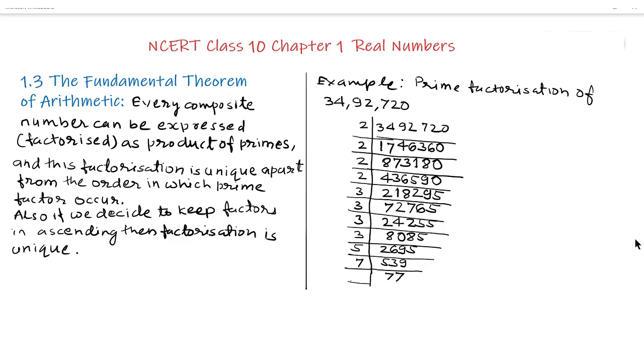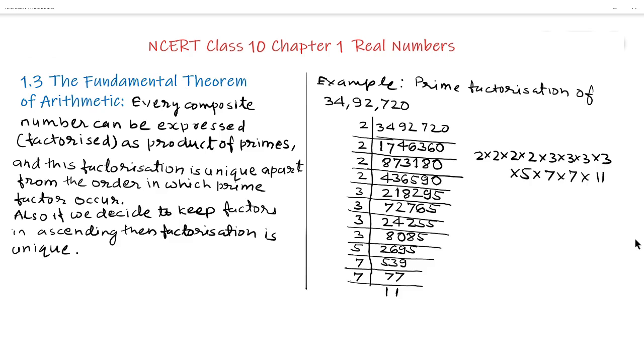Now it is further divisible by 7. 77 divided by 7 gives us 11. Now we have all the prime factors. So these prime factors are 2 multiplied by 2 multiplied by 2 multiplied by 2, that is 2 for 4 times, and 3 multiplied by 3 multiplied by 3 multiplied by 3, 3 is also 4 times, multiplied by 5 multiplied by 7 multiplied by 7 multiplied by 11.